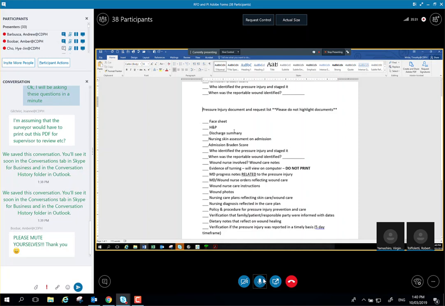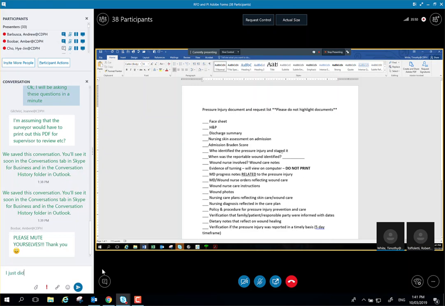And again, I put a couple things here like evidence of turning. In some of these computer systems, that could be 100 pages long. So I tell them not to print it. I just look at it, and it's either satisfactory or it's not.